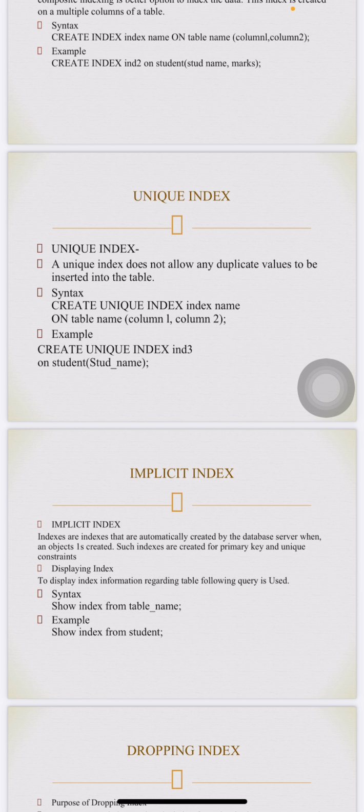After that, implicit index. Implicit indexes are indexes that are automatically created by the database server when an object is created. Such indexes are created for primary key and unique constraints. Displaying index: to display index information regarding a table, the following query is used. Syntax: show index from table_name. Example: show index from student.